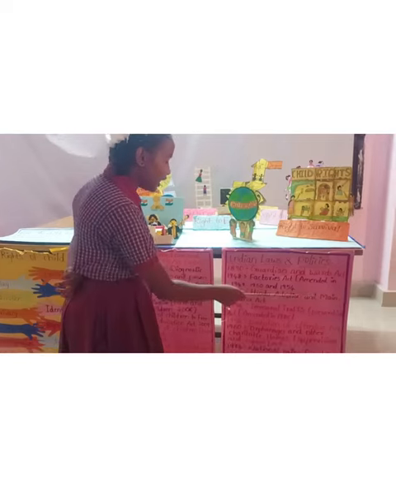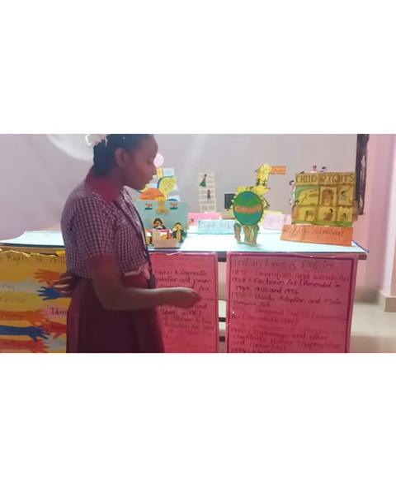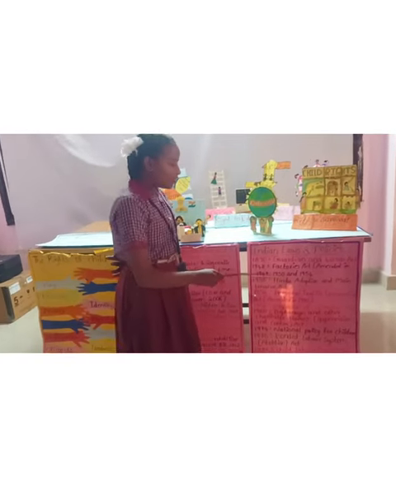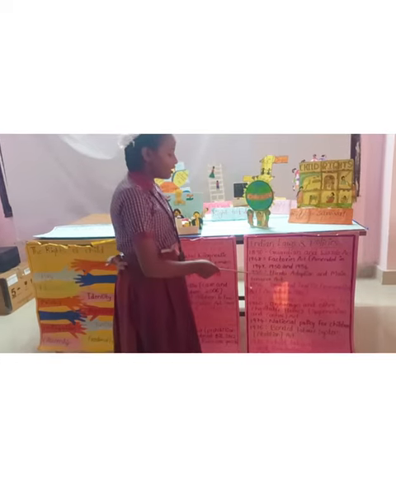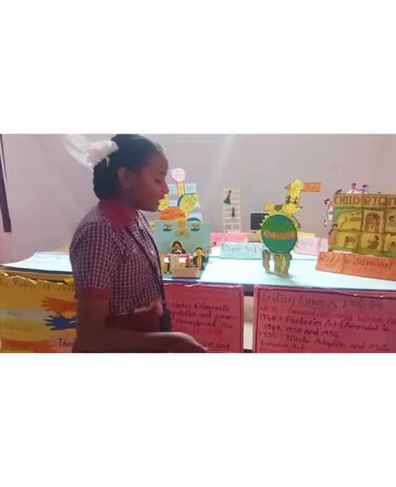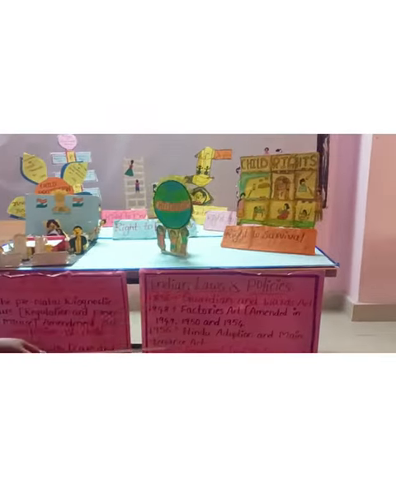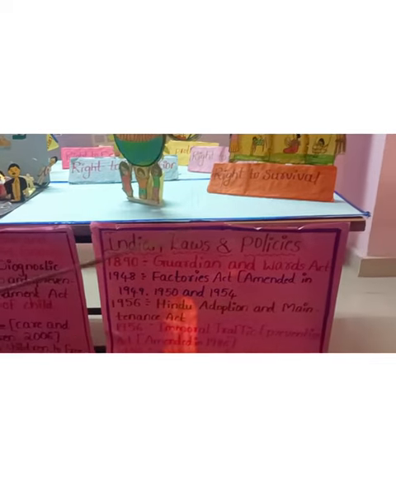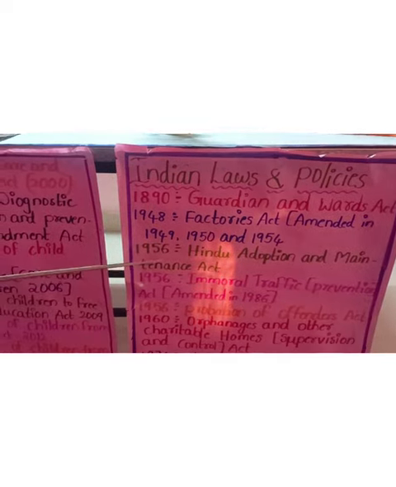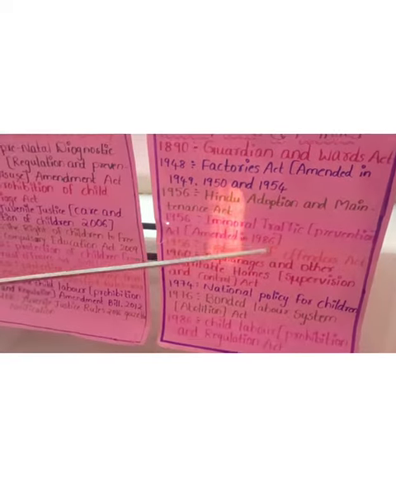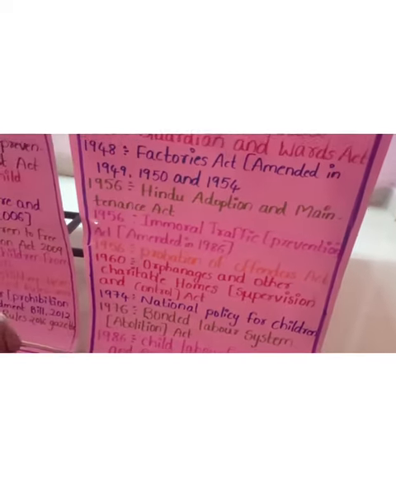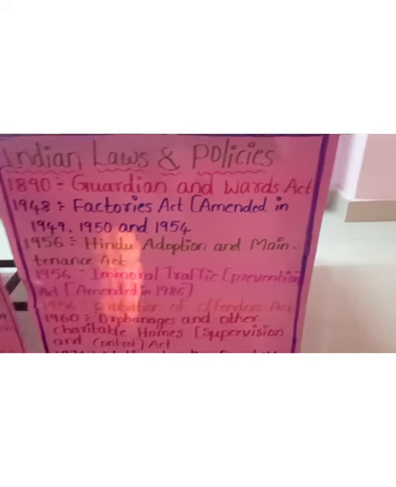1956, Hindu Adoption and Maintenance Act. As per Indian rules, there are many religions: Hindus, Muslims, Sikhs, Christians. So we do not force anything. They worship as they wish, whether Hindu or Christian. We do not force. To abolish that, the government strictly gave this act in 1956. And the National Policy for Children is a government program. Child Labor Prohibition and Regulation Act was introduced in 1986.